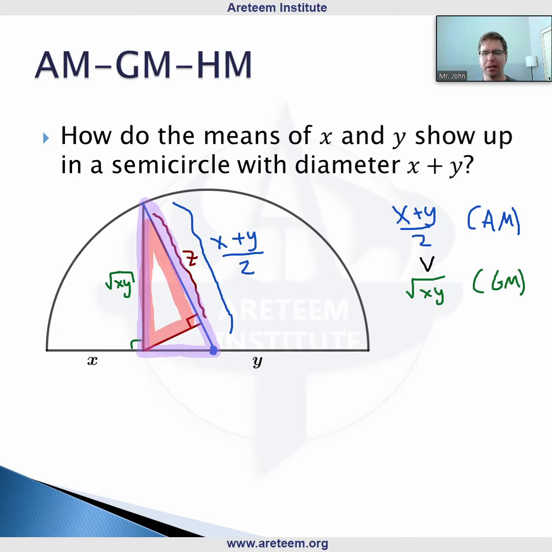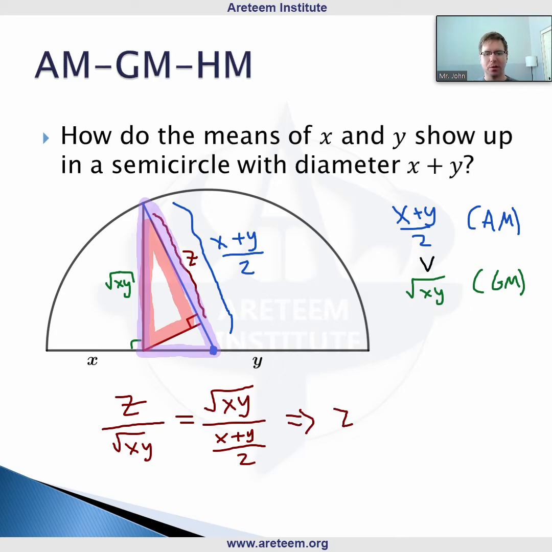So if we look at those two similar triangles again, we're still taking advantage of these similar triangles. Let's look at the smaller triangle first. This leg z compared to the hypotenuse, square root of xy. That is the smaller red triangle. Now that is similar to the bigger triangle where the leg is square root of xy. This is very reminiscent of the previous slide, but now we have our arithmetic mean in the denominator. So this tells us about z. If we solve for z, we have square root of xy times square root of xy over x plus y over 2.